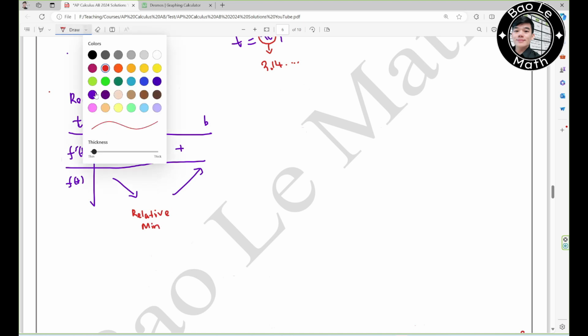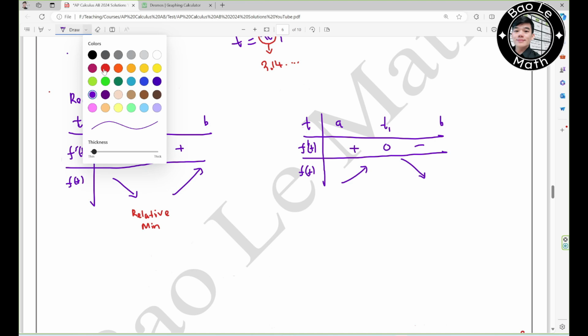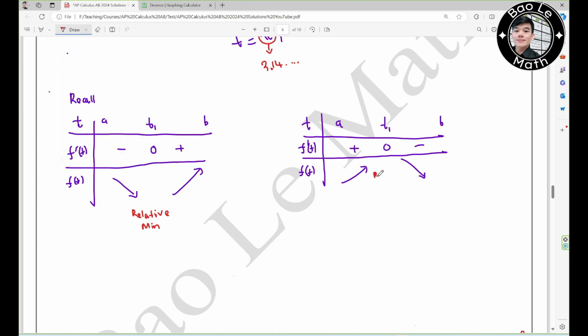Now, similarly, we have the second one. This is t, this is f prime of t, and this is f of t. A, B, we have t1 right here, 0. Now f prime of t changes from positive to negative. This guy going up, this guy going down. So we get the relative maximum.